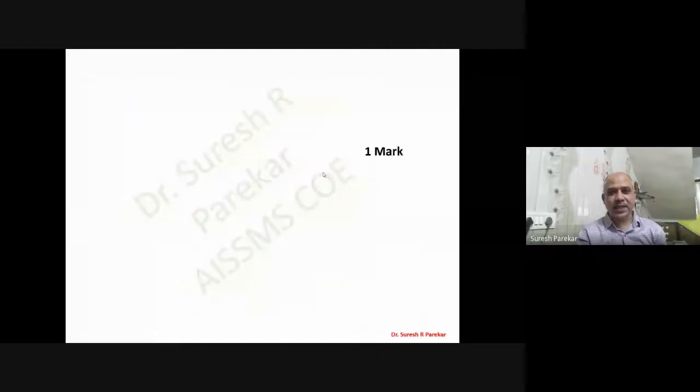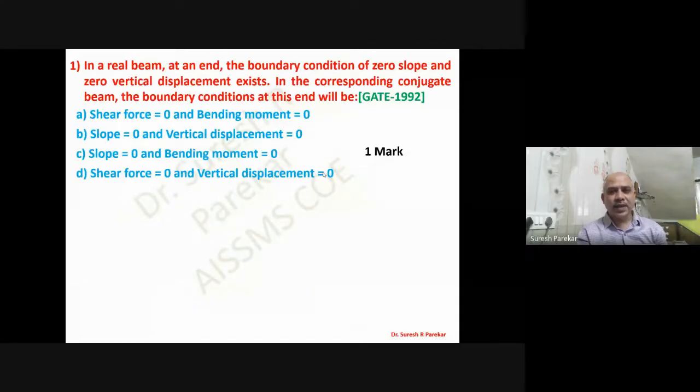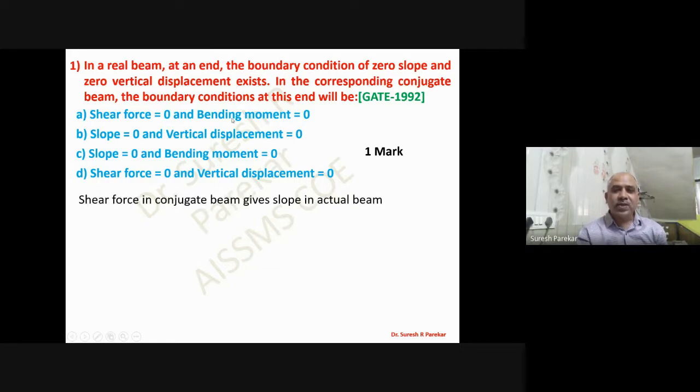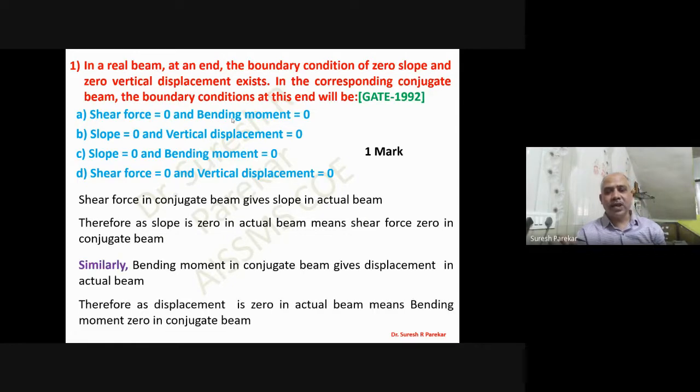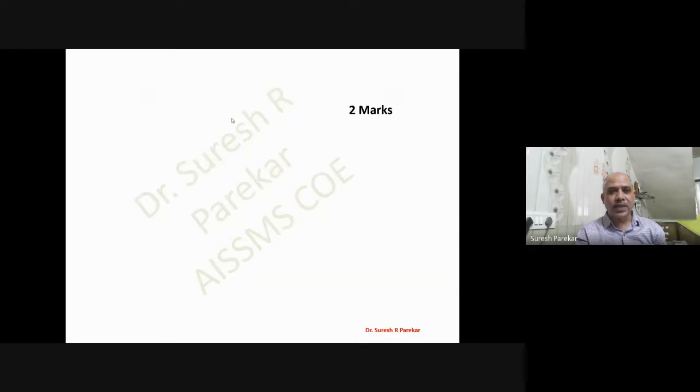Strength of materials. So now we have, first, in the real beam, end conditions of zero slope and zero vertical displacement existing, with the corresponding conjugate beam. So we know slope is related to shear force and displacement is related to bending moment. So shear force 0, bending moment 0. So we have option A. Generally for slope and deflection, the conjugate beam is the best method to analyze the problem. So the option is A.